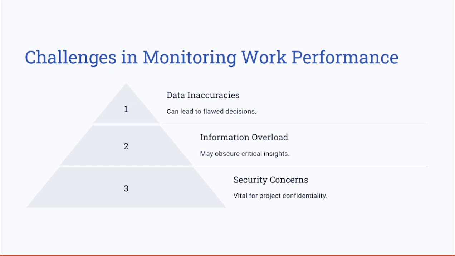Some of these are challenges that you as a project manager might face when monitoring the work performance. Monitoring the work performance comes with challenges, including data inaccuracies, information overload and confidentiality concerns. Errors in data collection can skew the analysis, leading to incorrect conclusions and incorrect decision making. Also, overwhelming the stakeholders with excessive details may divert the attention from the critical issues.